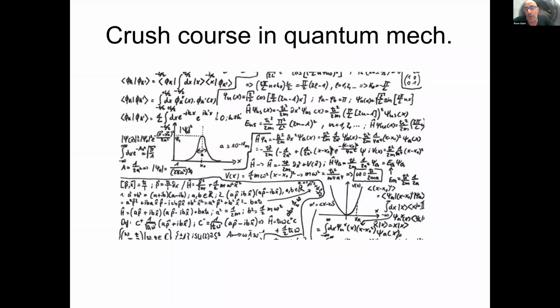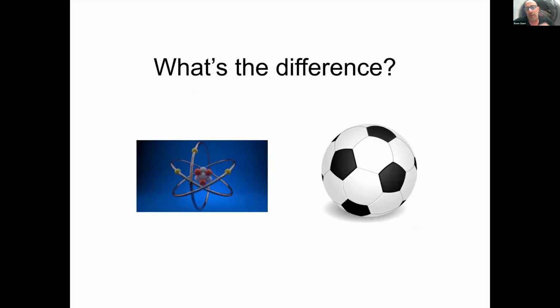So now that we all understand what quantum mechanics is, we can ask how the laws of quantum mechanics differ from the laws of physics that we are familiar with on the macroscopic scale. In other words, what is the difference between a sphere with a radius of maybe 20 centimeters, a soccer ball, and a very similar sphere?